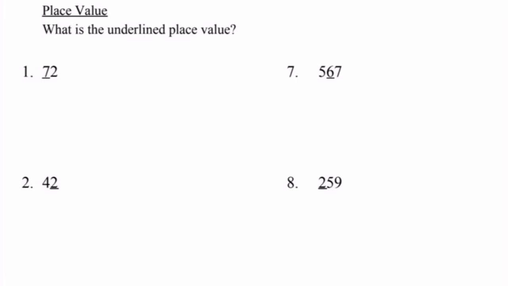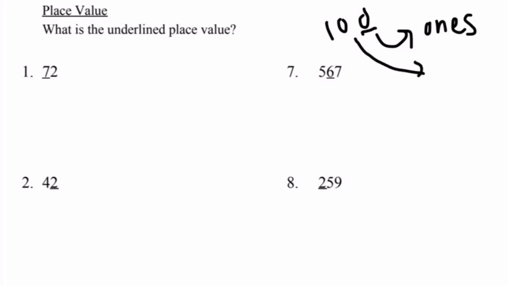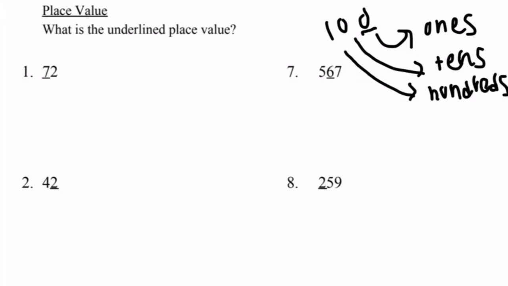But before we get started, let's identify our place values. Given the number 100, we know that the 0 all the way on the right represents our ones place. The 0 in the middle represents our tens place. And last but not least, the 1 on the left represents our hundreds place. Now let's get started with number 1, 72, and they underline the number 7.